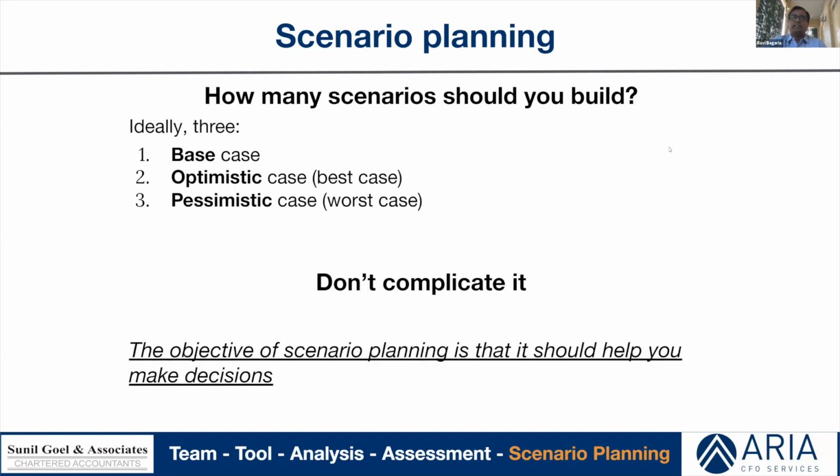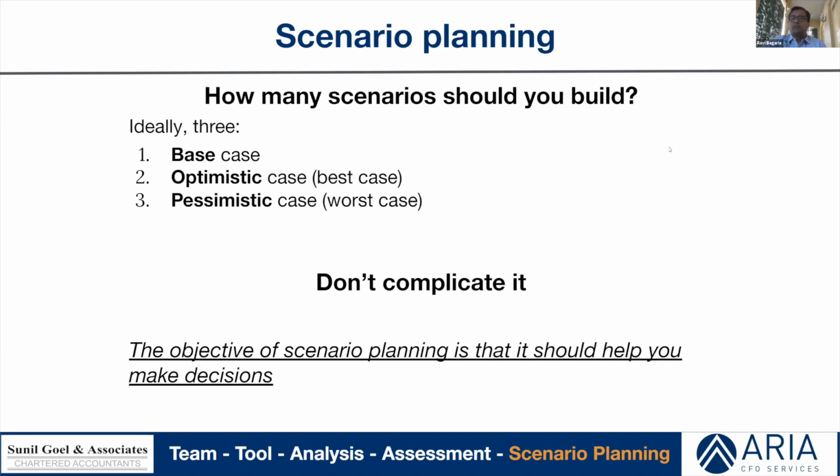So obviously the next natural question is, how many such scenarios should you be running? Well, ideally there should be 3 scenarios, and you might have heard this again and again before. You have a base case scenario, which assumes everything goes as per plan. You have an optimistic scenario, which talks about how things will be better than what you expect, and a pessimistic scenario, which is probably the worst case.